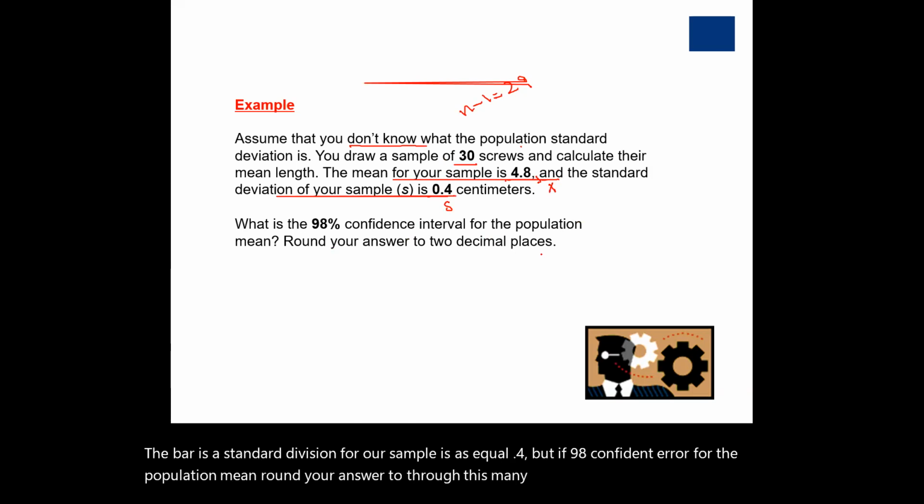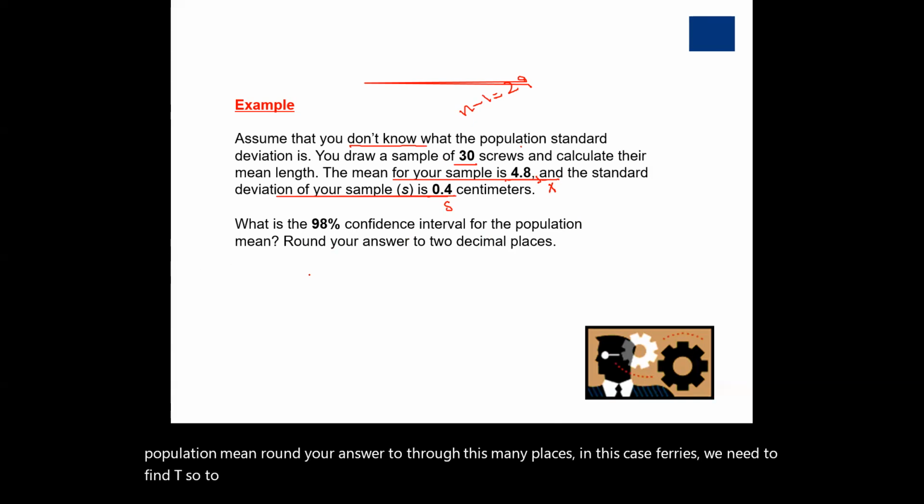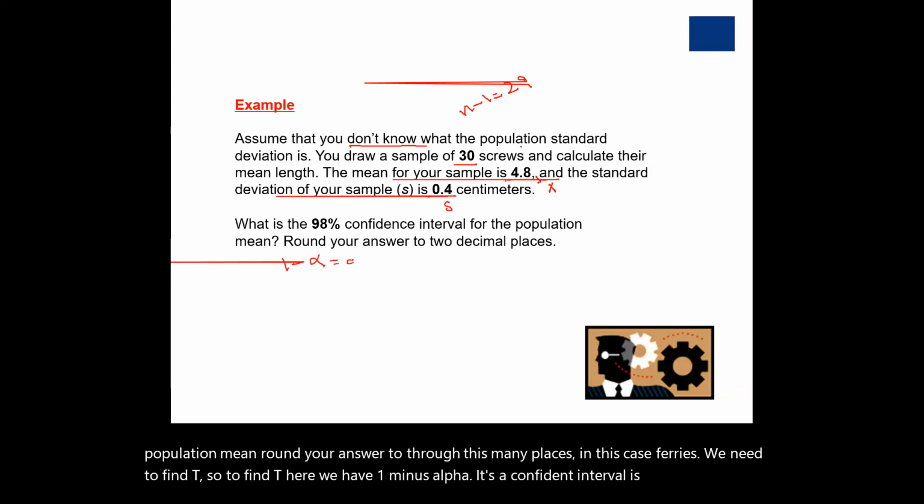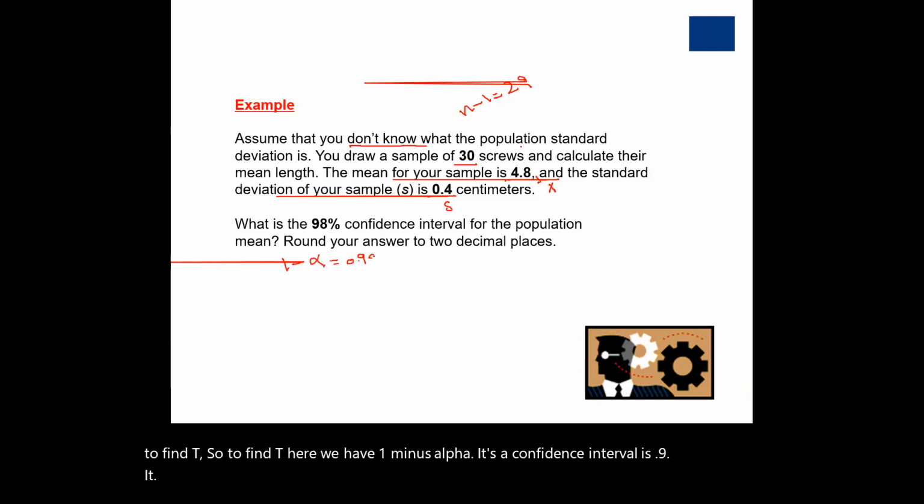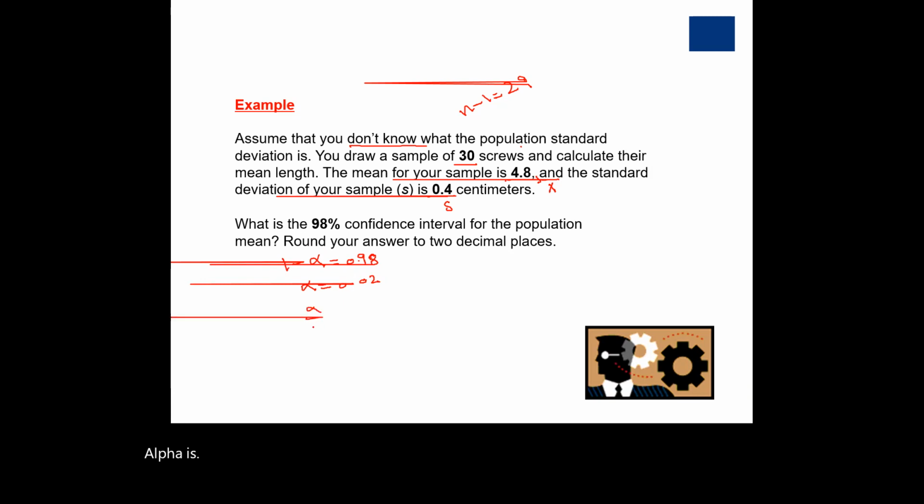In this case, first we need to find t. So to find t here, we have 1 minus alpha. So the confidence level is 0.98. Alpha is 0.02. Alpha over 2 is 0.01.